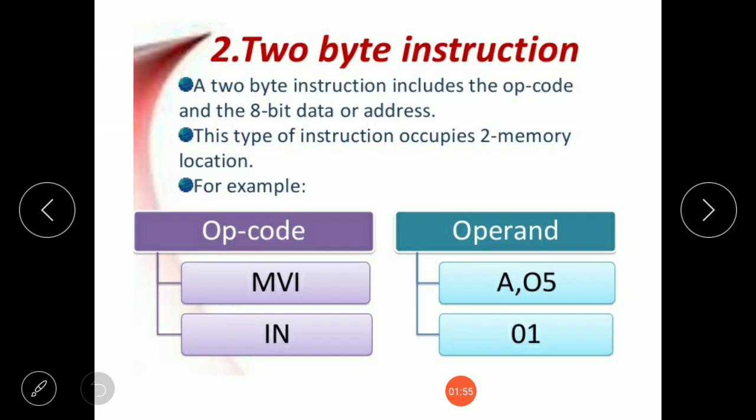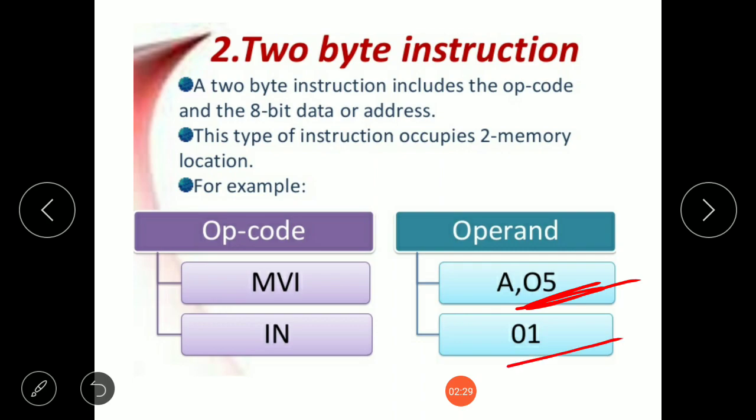The next classification is the 2 byte instruction. A 2 byte instruction includes the opcode and the 8-bit data or address. For example, MVI A, 05H. This instruction has the opcode as well as the 8-bit data mentioned on the instruction, and the 8-bit data is 05 written in the hexadecimal format. Similarly, it can have 8-bit data written on the instruction, or it can have an 8-bit address written on the instruction.